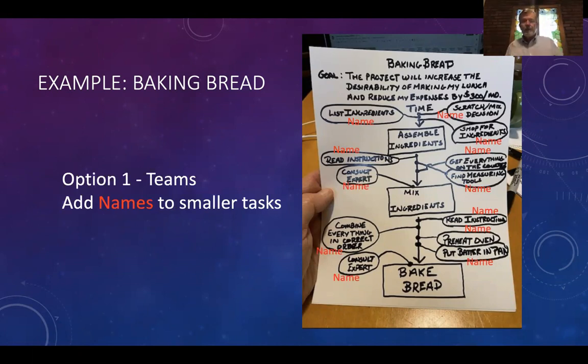Now, there's an option here. If you're in a team or you've got part of these that are not going to be done by you, if it's a single person project, but there are contributors other than you, then you just add the names in. Put the name right with the smaller step, and that way you'll be able to map who is supposed to do what.